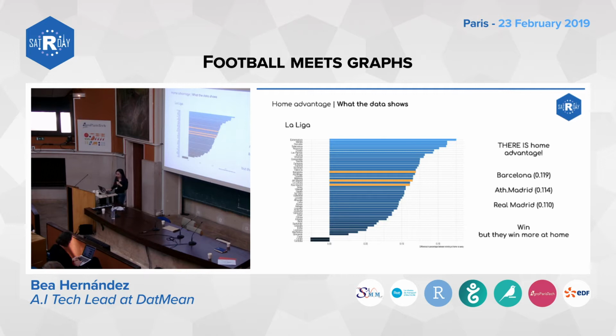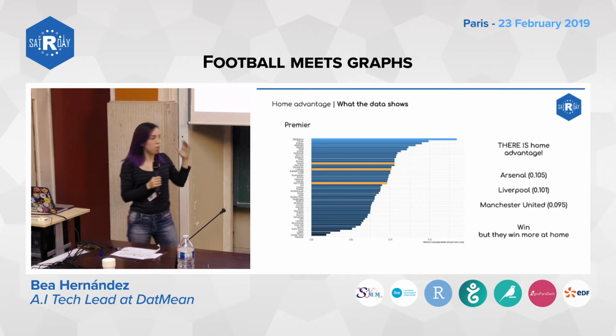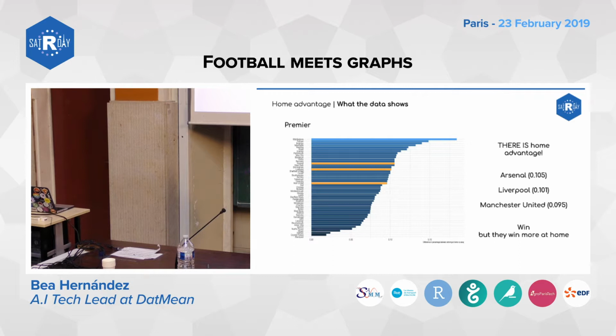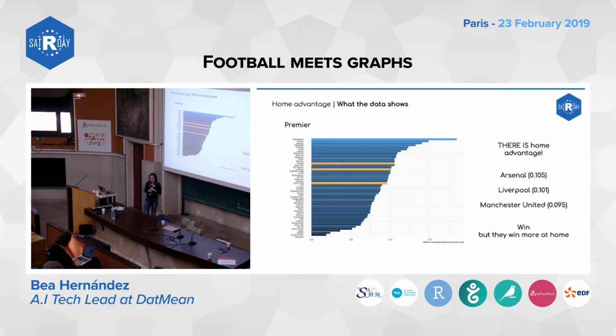And the same thing happens with the Premier League. In the Premier League, it's exactly the same thing. I mean, nobody goes behind zero. No, there is no one winning more away than at home. Everyone wins more at home than away. And here you can see the stats. Arsenal, Liverpool, and Manchester United are the most important teams in the Premier League, and they win, and they win more at home. I thought, you win, but you win everywhere, so that doesn't count, right? But no, they win more at home. So yeah, that's a thing.